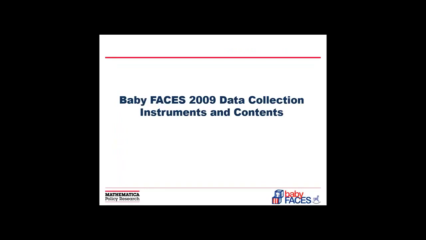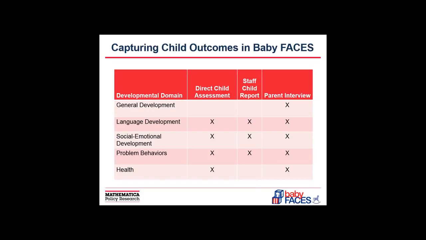We will now turn to a description of the data collection instruments used in Babyfaces 2009 and briefly provide an overview of the contents of each. The user's guide that accompanies the public use file contains an appendix that includes the non-copyrighted Babyfaces instruments. It also includes a content matrix which provides more detailed information on the contents of each instrument. As I noted earlier, we collected information from multiple reporters. This slide shows the primary developmental domains for which we collected data and the sources of those data. Children's outcomes were collected through reports by parents and staff, meaning teachers and home visitors, as well as directly measured with the child himself or herself.